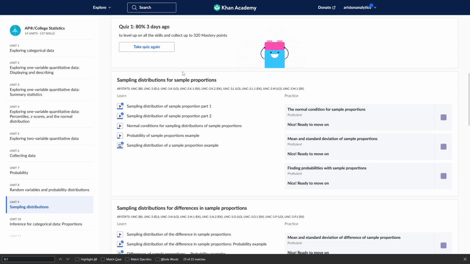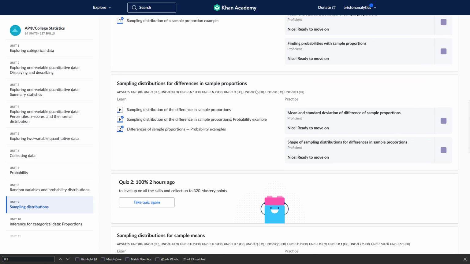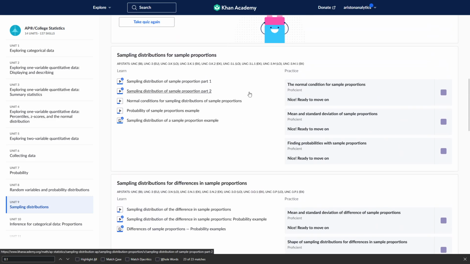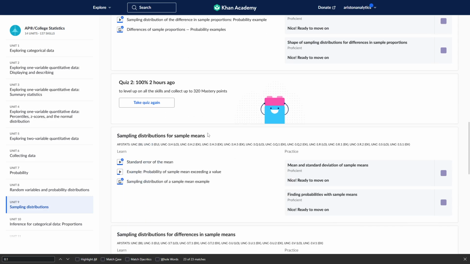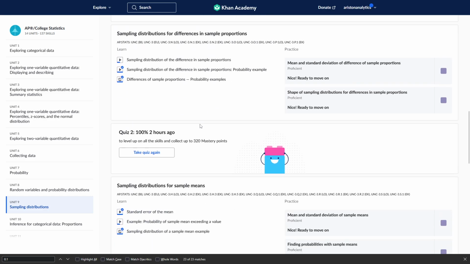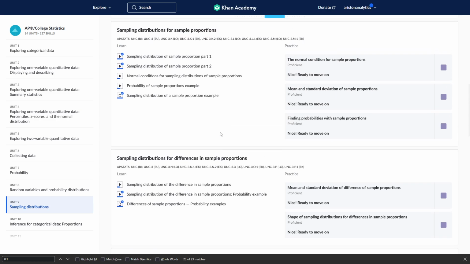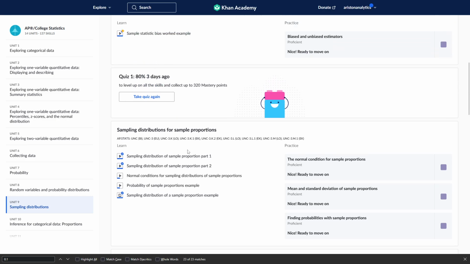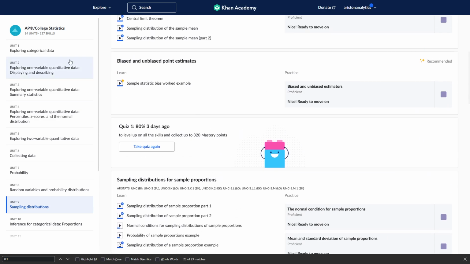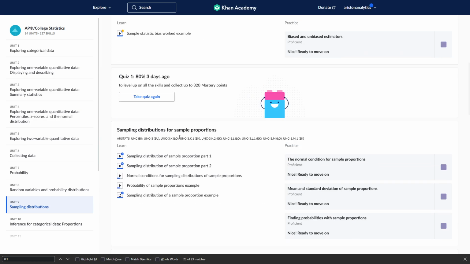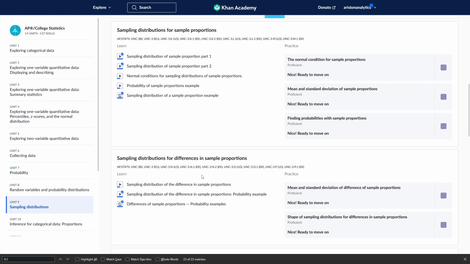Sampling distributions for sample proportions. Okay, we talked about sample proportions. We talked about normal conditions. A lot of these things are very similar, very related, so it's hard to compartmentalize and keep things separate. Whereas if I was learning calculus and statistics, it's very easy to remember: okay, in calculus I did this, in statistics I did this. A lot of the operations we're doing carry over from previous modules or units.